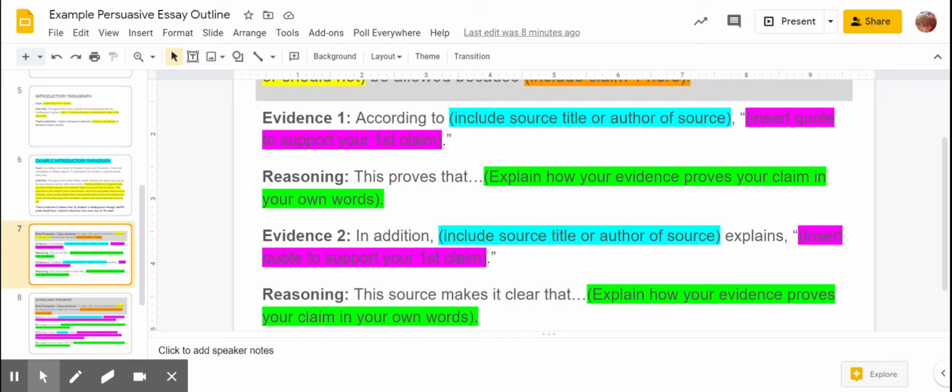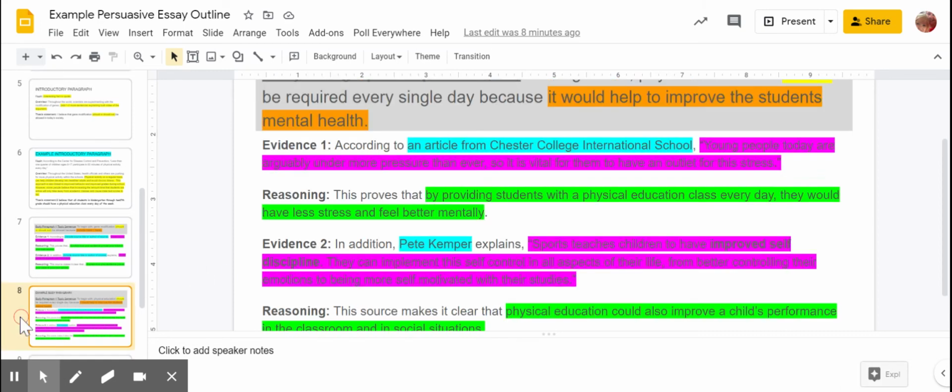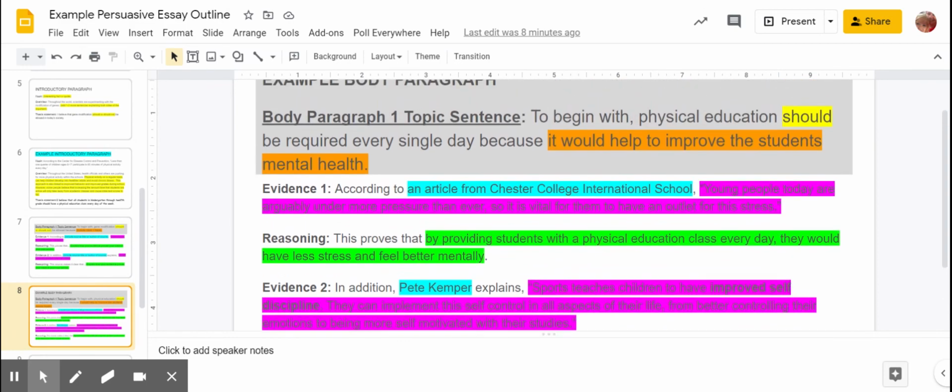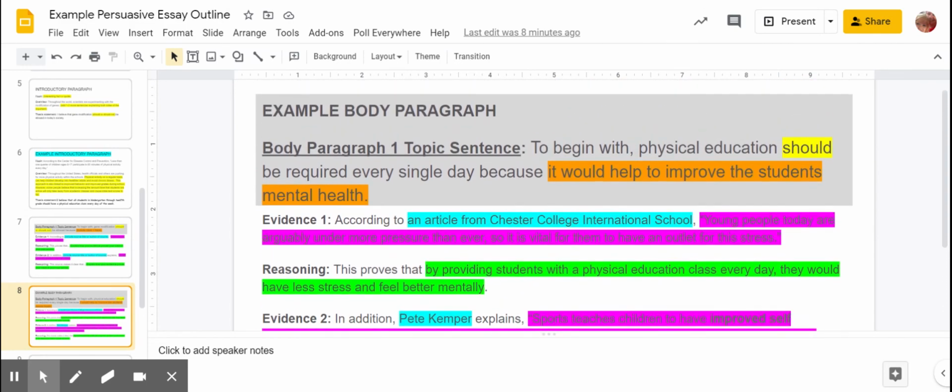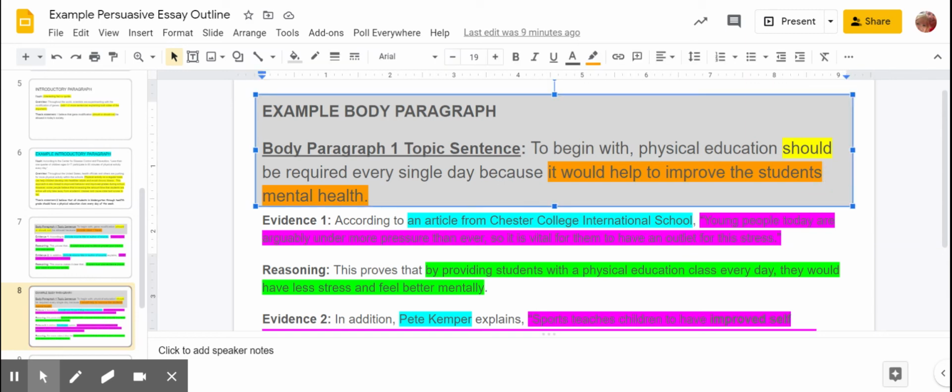Okay. And also make sure that you are looking to use your semicolons or your comma fanboys properly. Okay. We don't want a bunch of short, choppy sentences here. We need to mix it up. Now, I'm going to show you real quick what an example of this looks like. So once again, using my example with physical education. So I went up and I grabbed my paragraph 1 topic sentence. To begin with, physical education should be required every single day because it would help to improve the student's mental health. Once again, I forgot to put that apostrophe in.